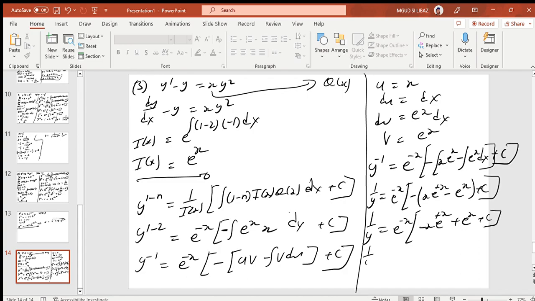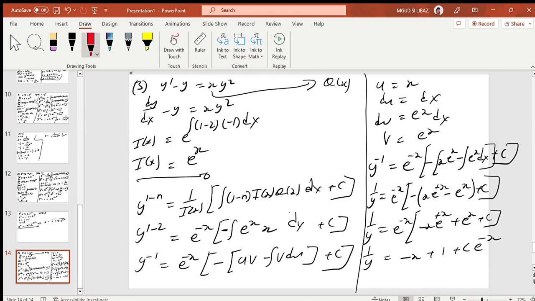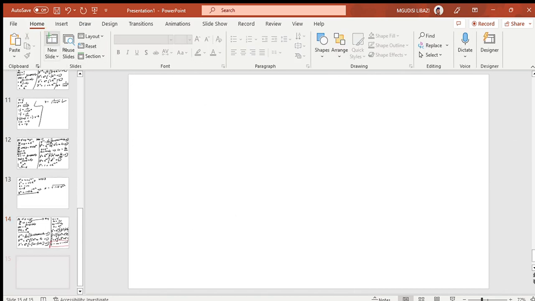So that means 1 over y should be negative x plus 1 plus c e raised to negative x. That's what we should have there. So that's our solution to the equation. We can make y the subject of the formula if we are asked to do so. So now let's go to the next problem.